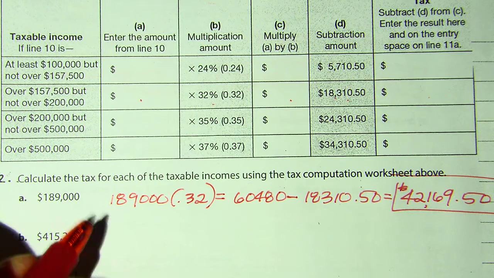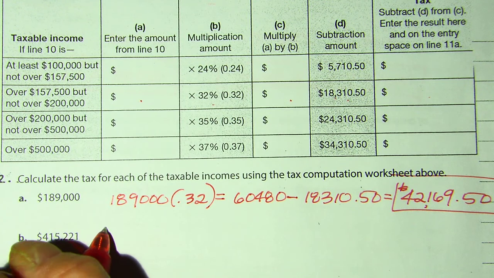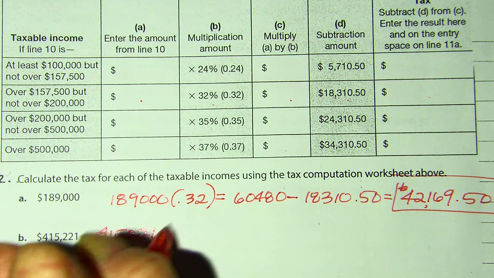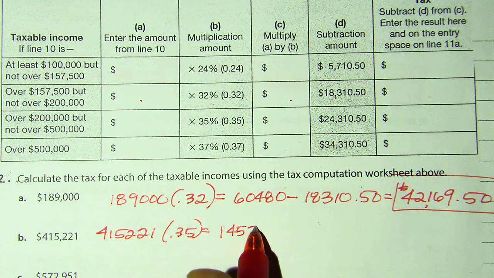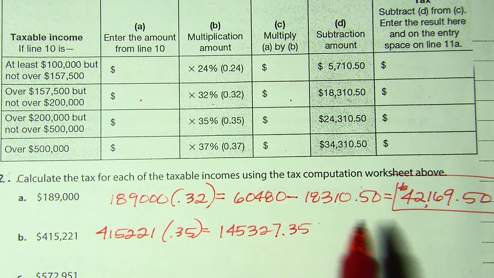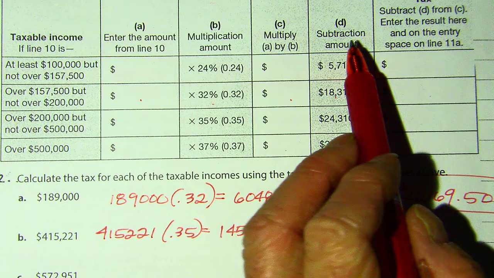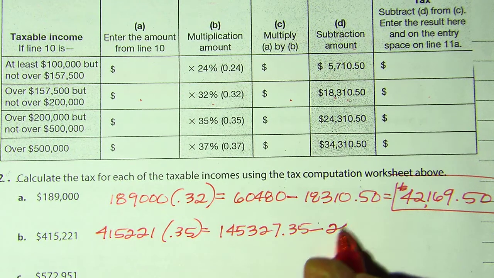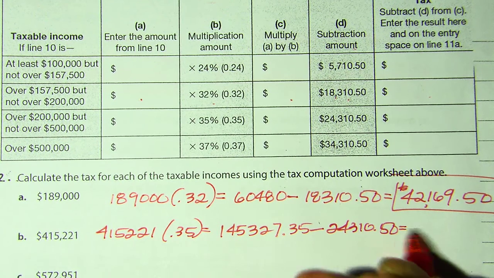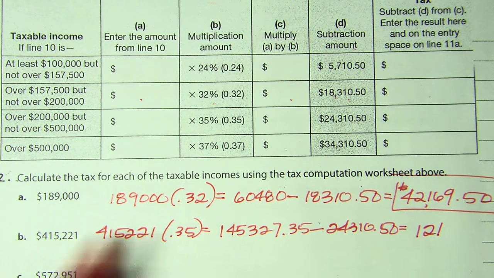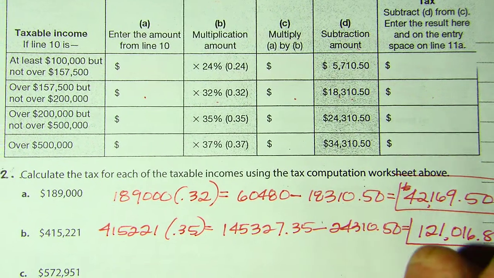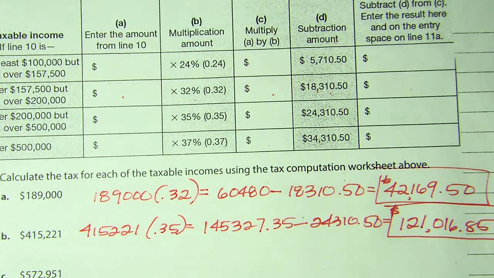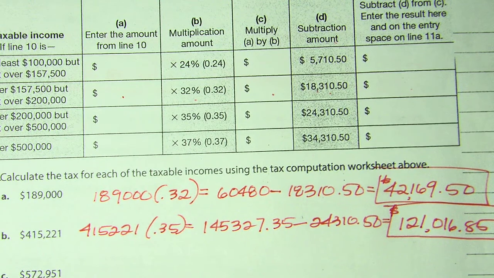So the next one, 415,221 times 35%, and 35% of that is $145,327.35. And I'm subtracting, this says subtraction amount, so I'm subtracting $24,310.50. The tax that this person would owe. Now, this is almost $500,000, so that is why your tax is so high. The more you make, the more you're taxed, right? Which you might think, ha ha ha, but that's because you're not the one being taxed all that. If you were making a lot of money, I guarantee you'd want your money.